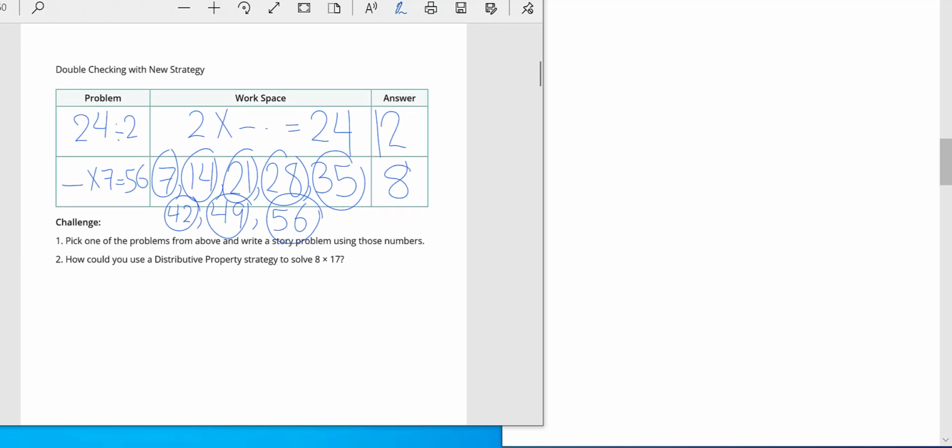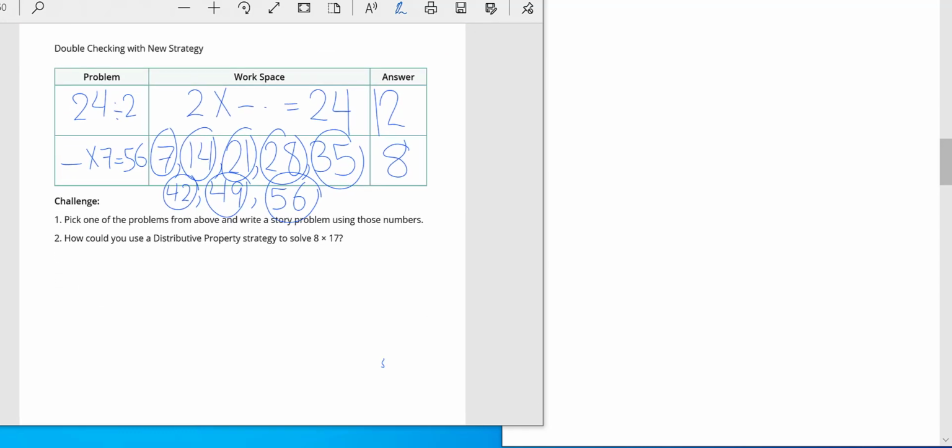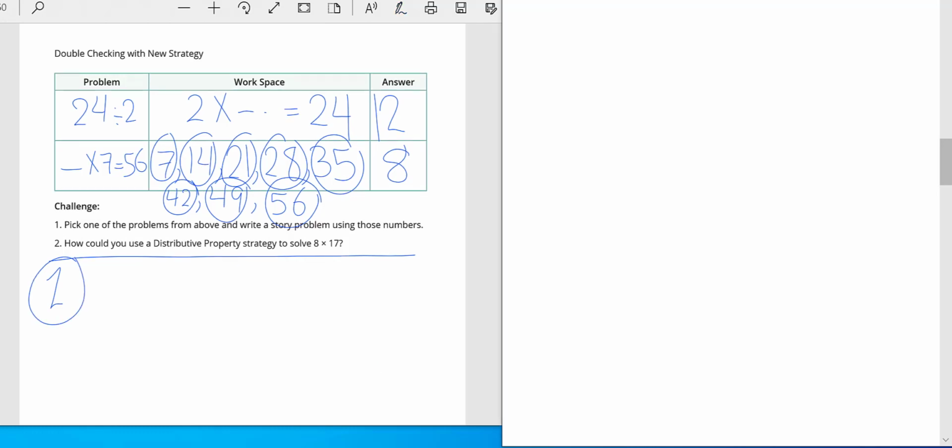Now the challenge: pick one of the problems from above and write a story problem using those numbers. We can use exercise number 1. The numbers here are 24 and 2. So we can use a multiplication story problem or a division story problem. We can use any story and change the numbers to 24 and 2. So we can use a division story problem.